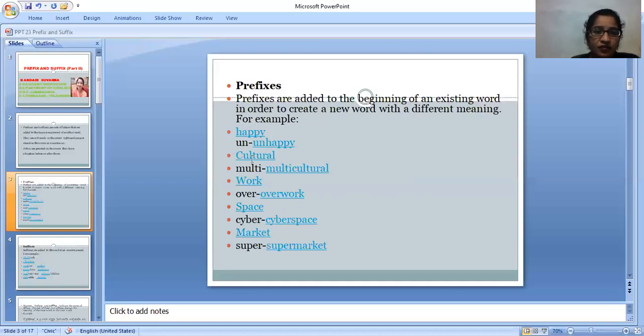You can see a few other root words here: cultural, and with the addition of the prefix multi, you get the word multicultural. Similarly, work, overwork; space, cyberspace. Hence a prefix, a group of letters added at the beginning of the root word, creates a new word with a different meaning.